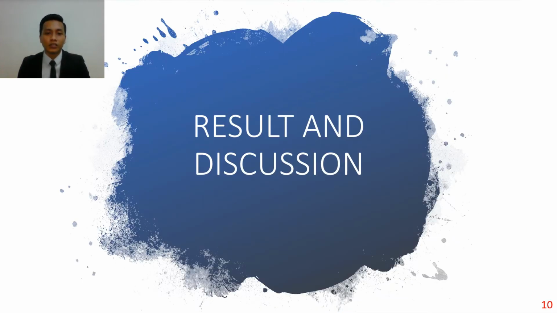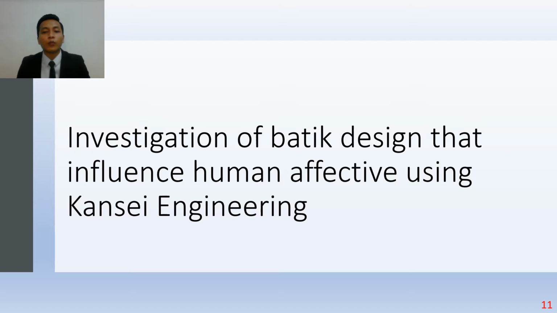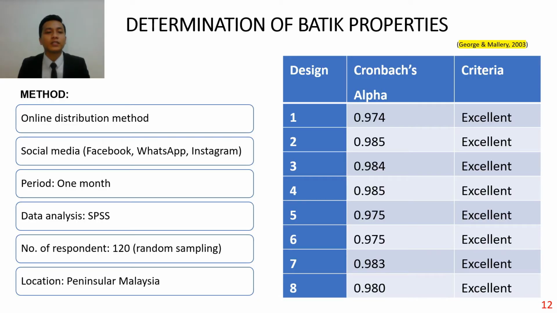Result and discussion. First is the investigation of batik design that influences human effective using Kansai engineering. Determination of batik properties. The method that we use is online distribution method through social media such as Facebook, WhatsApp, and Instagram. The period of the distribution is 1 month, and data analysis is performed by using SPSS statistics software. The number of respondents is 120 by random sampling, and the location is in Peninsular Malaysia.